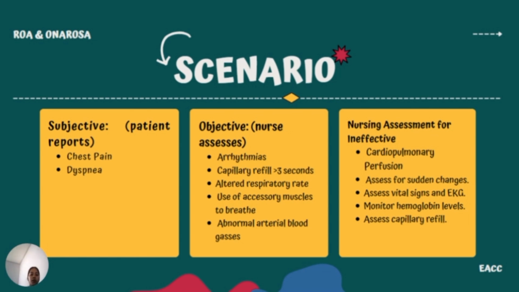So, chest pain, pananakit ng dibdib, arrhythmia, difficulty breathing. So, yung objective naman is arrhythmia is irregular heartbeat. So, yung heartbeat ay pwede siyang mag-slowly and too quickly and too early. So, or with irregular rhythm naman. Capillary refill, 3 seconds. Altered respiratory rate. So, use of accessory muscle to breathe.